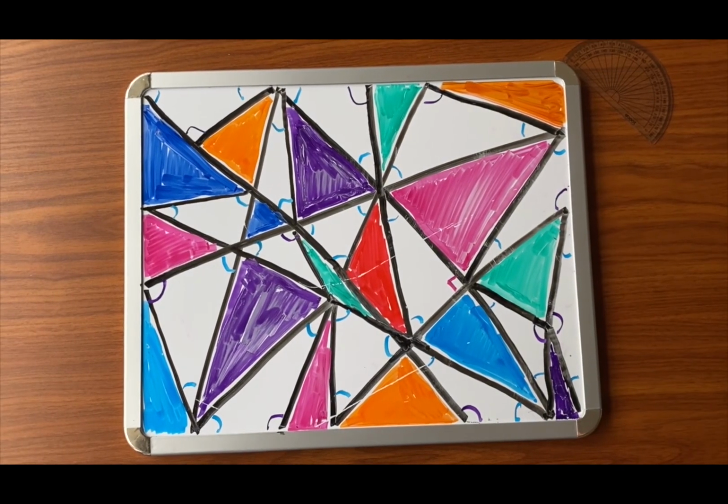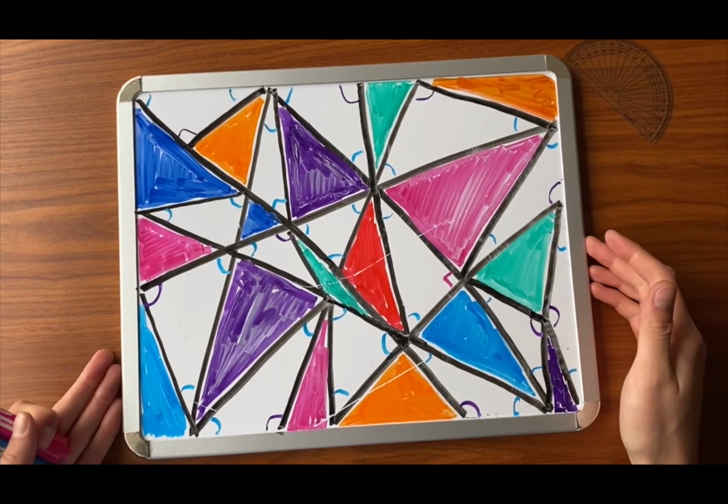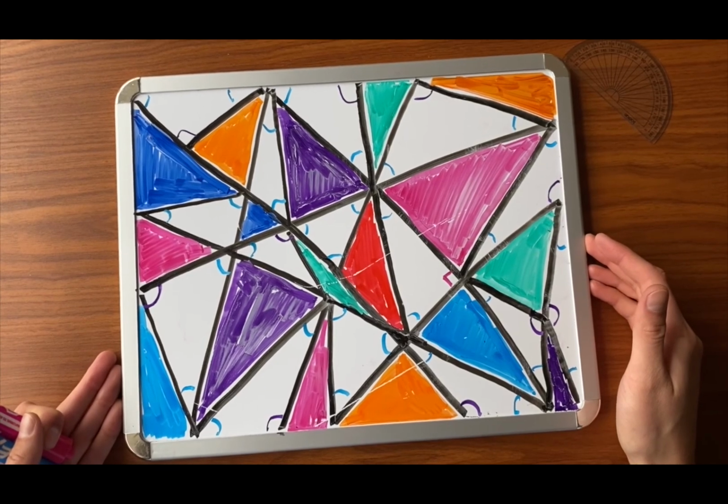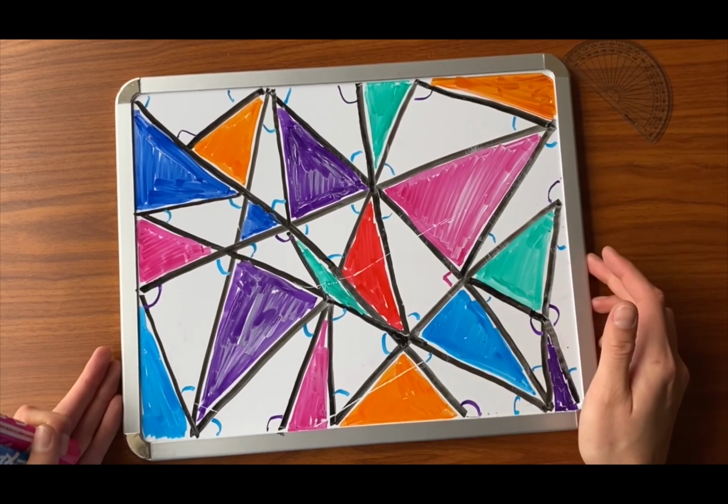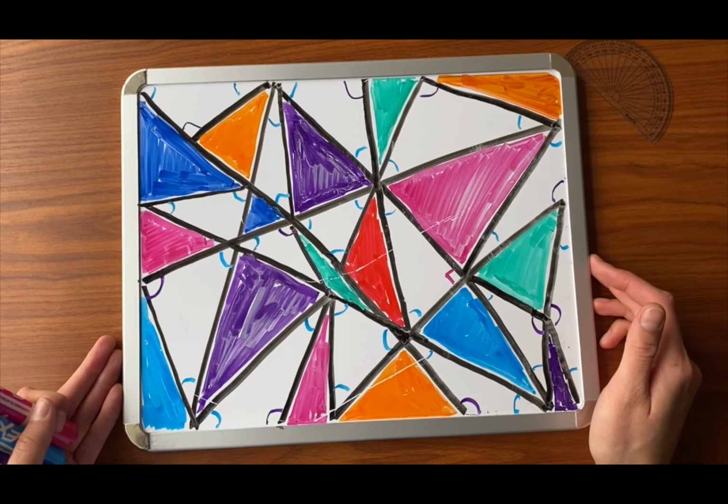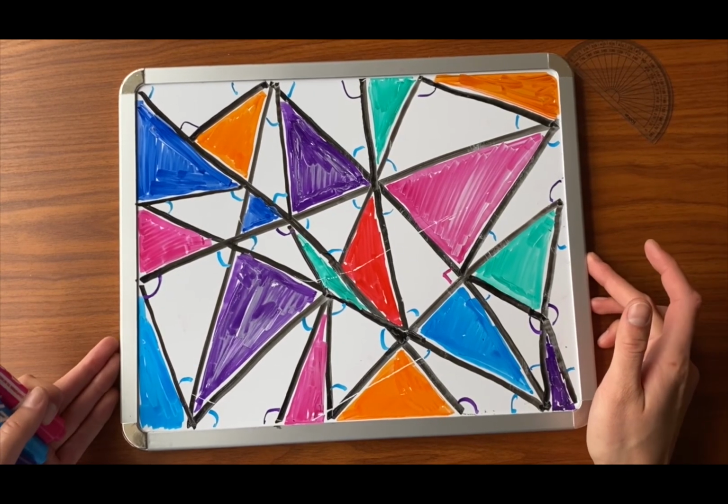Here is my artwork after marking all of the angles. If you see, most of my angles ended up being acute, some were obtuse, and I only had one right angle, which is okay. Sometimes you'll have differing angles than your friends, and right angles are a lot less likely to happen because it has to be exactly 90 degrees, whereas there's a lot of options for acute and obtuse angles.